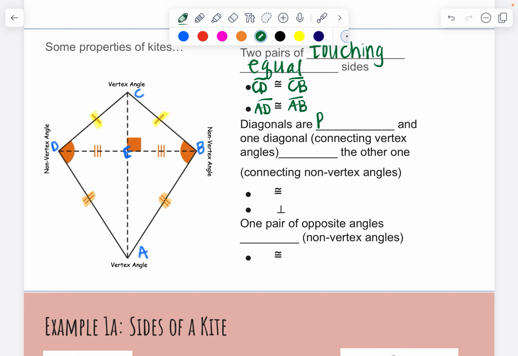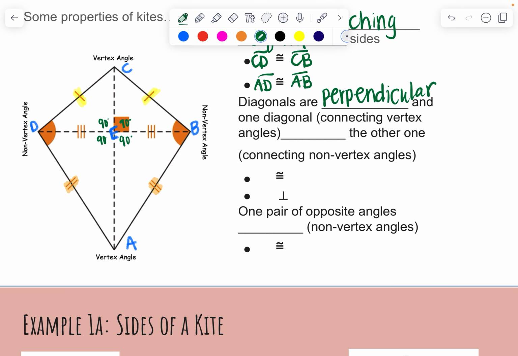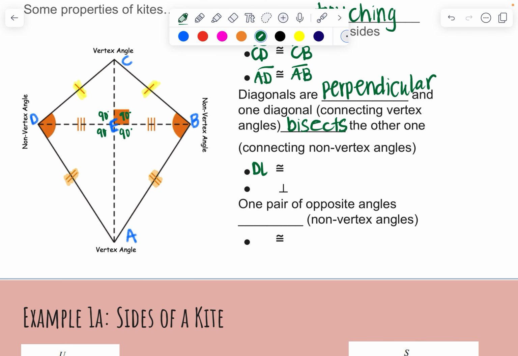Diagonals are perpendicular. Remember, perpendicular means that they meet at a 90-degree angle. So in here, each of these angles is 90 degrees. And one diagonal bisects the other diagonal. So I know here that DE and BE are congruent. And I also know that AC is perpendicular to BD.